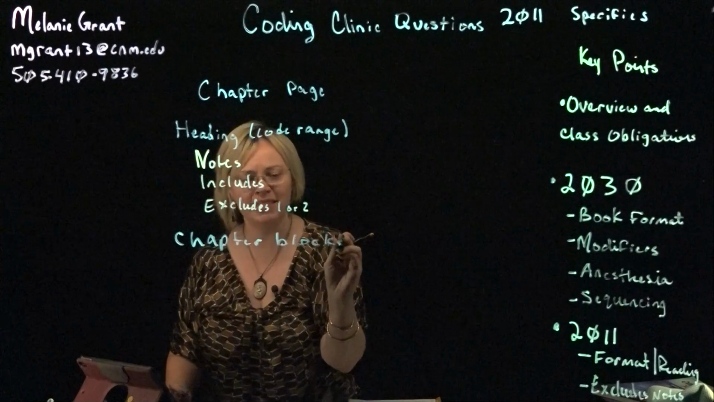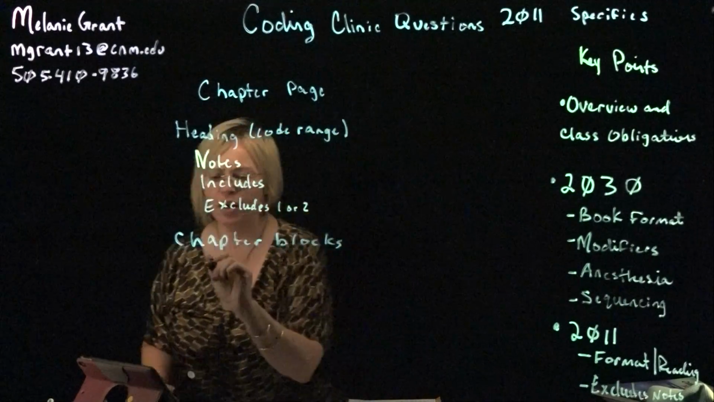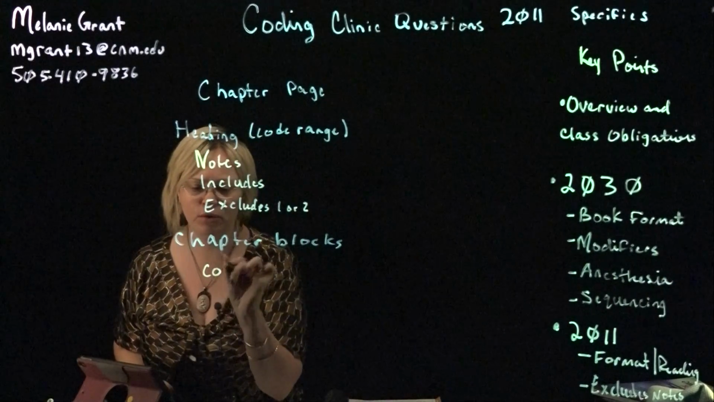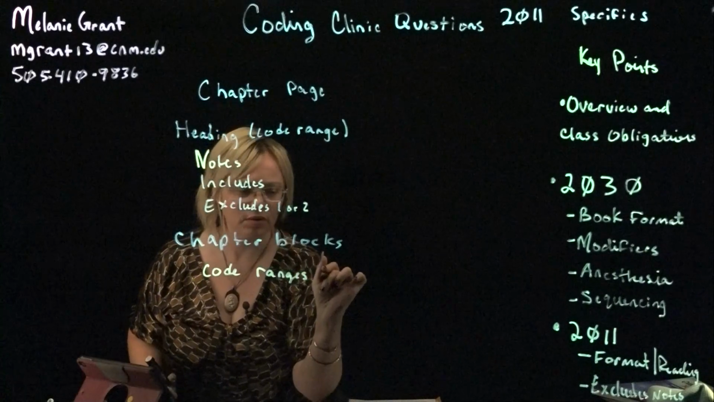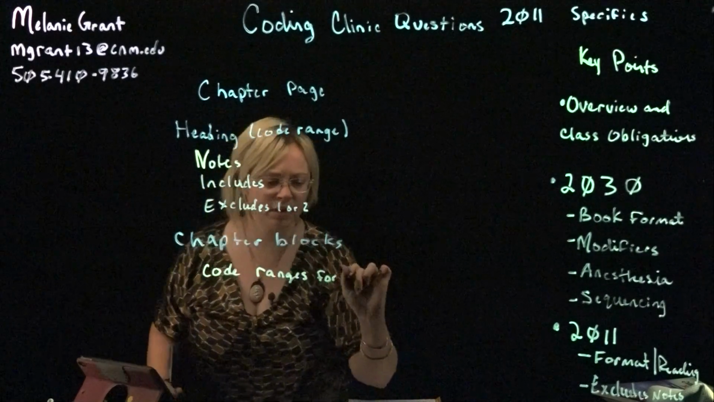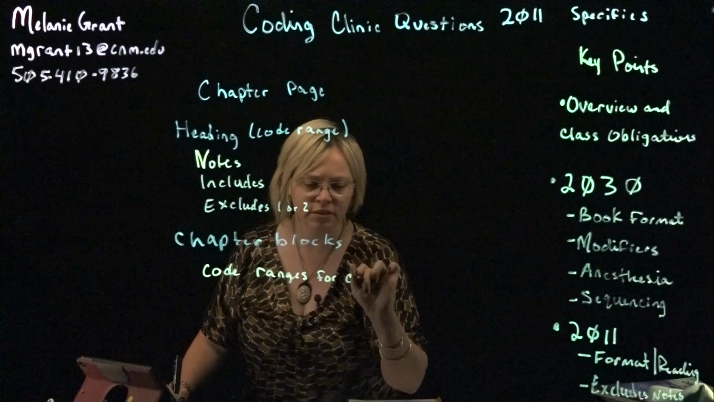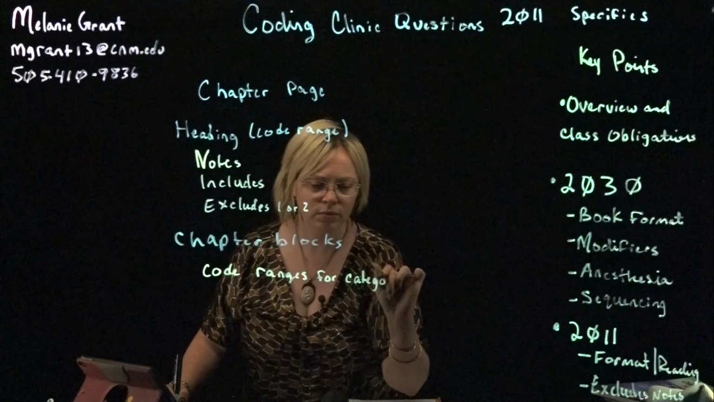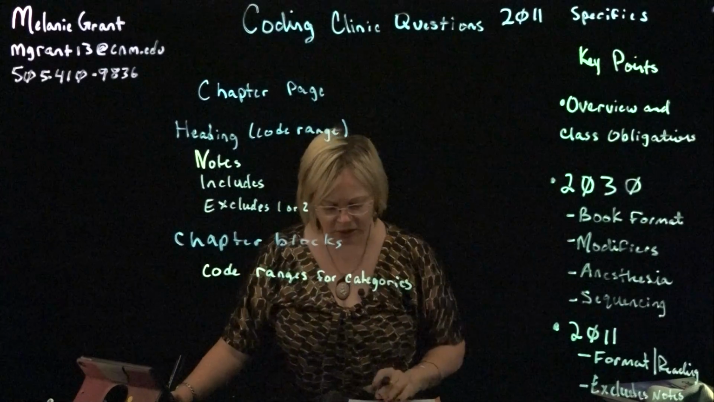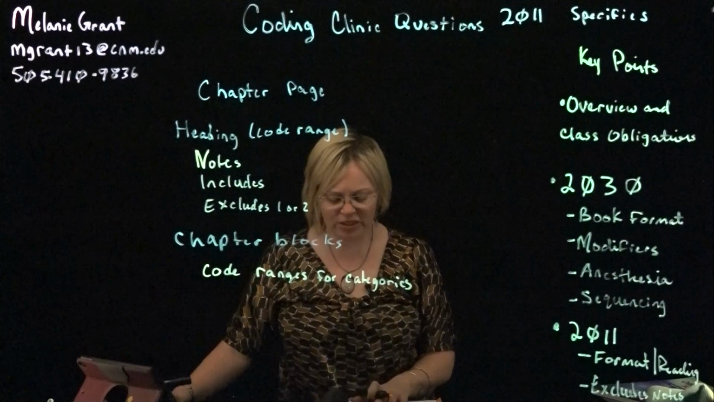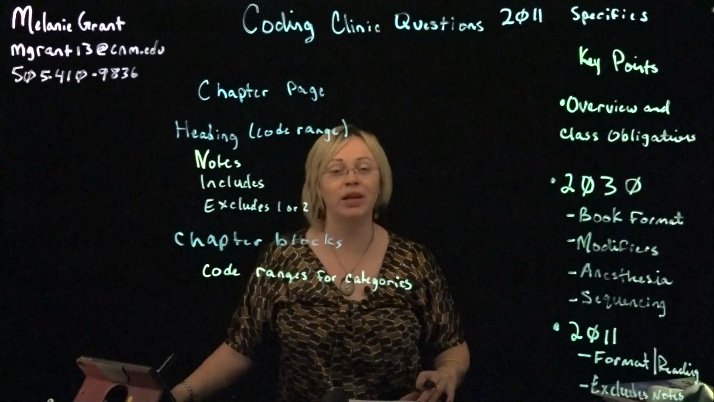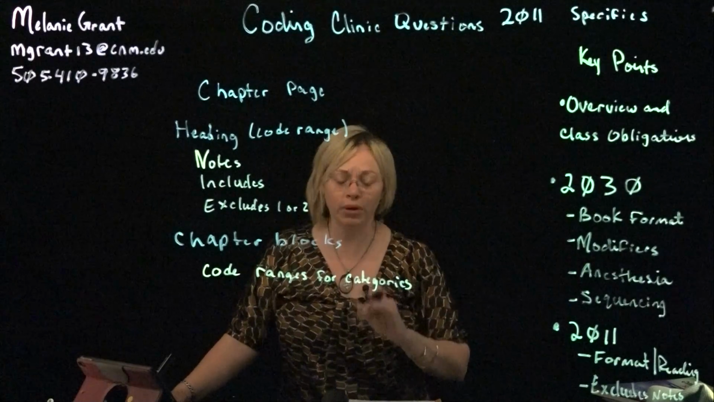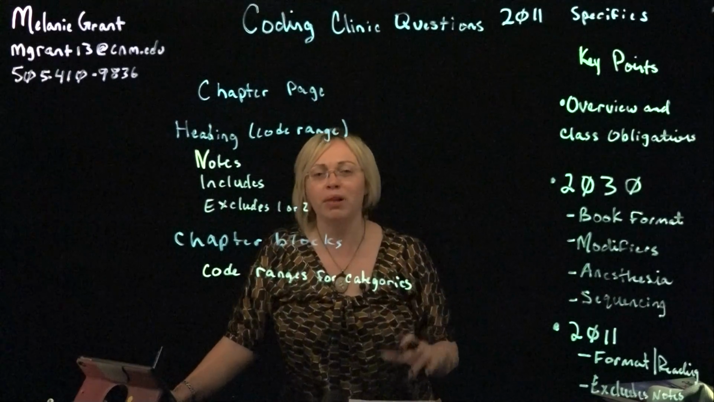And what this does is it tells us where to find code ranges for your categories. Okay, and so B08 through B09 is viral infections categorized by skin and mucous membrane lesions. So it's important to read that and say, does that block apply to my code?